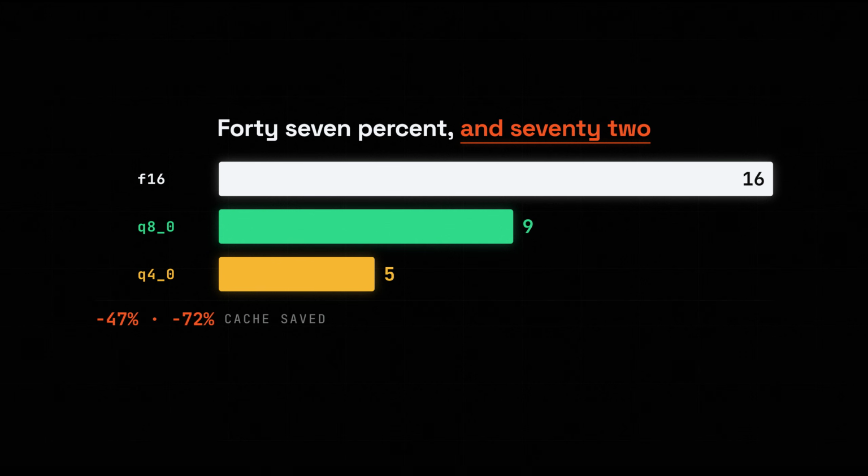On the 24 gigabyte box, Q8 takes you from about 120,000 tokens to about 230,000, nearly the model's full native window, on one card.